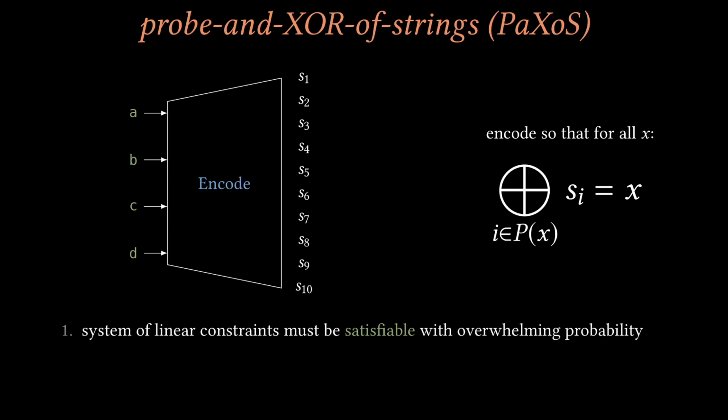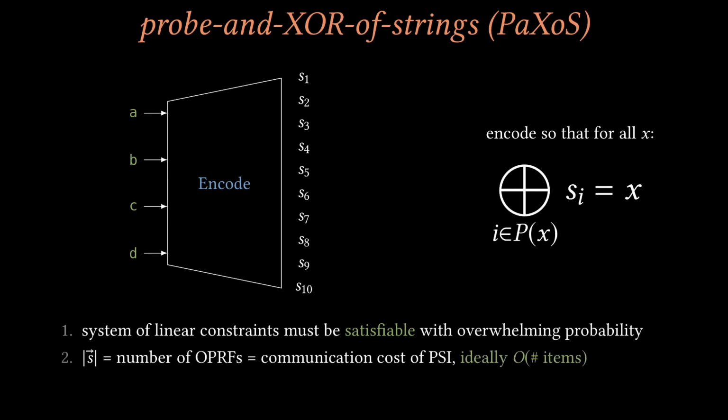In order for our protocol to work, we need the corresponding set of constraints to actually admit a solution. The simple PaXoS that I showed you with only two probes per item does not lead to a satisfiable set of linear constraints often enough to be useful. The size of the PaXoS vector corresponds to the number of OPRFs that we use in the PSI protocol. Since this is the main cost of the PSI protocol, ideally the size of the PaXoS encoding should be linear in the number of items. Finally, you can think of PaXoS encoding as solving a system of linear equations, but solving a system of equations can have cubic cost in the worst case, and we would like a PaXoS scheme with enough structure to allow for a linear time encoding process.